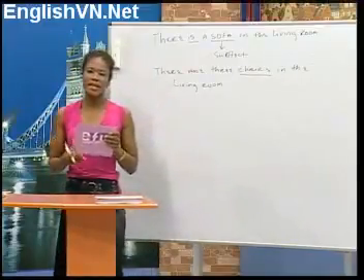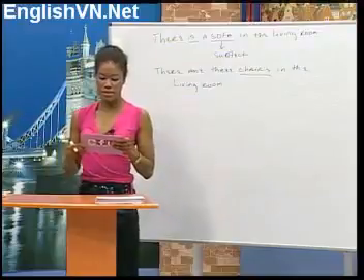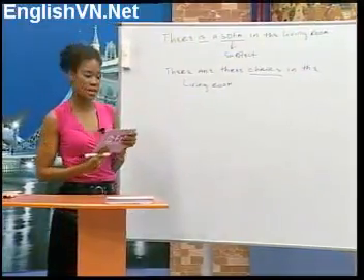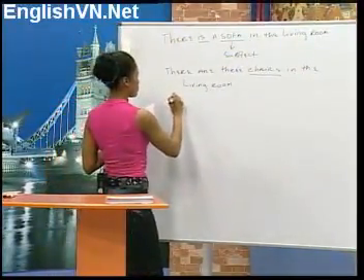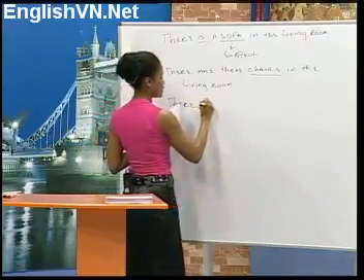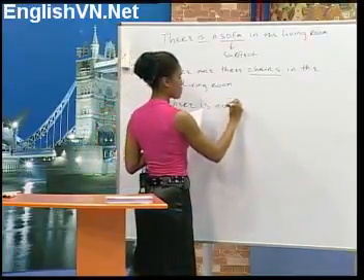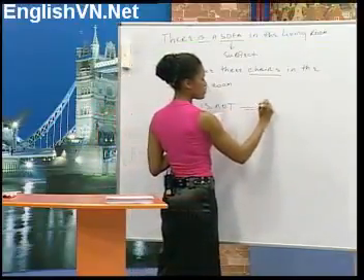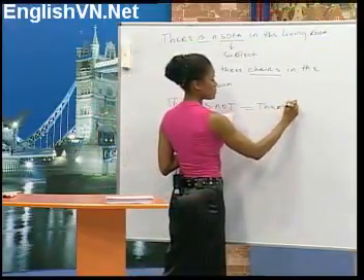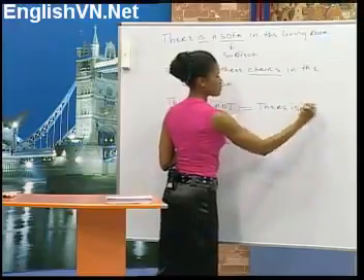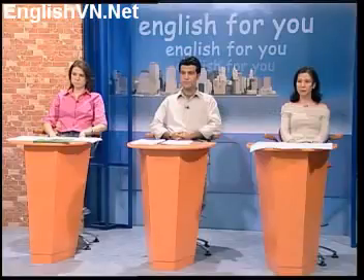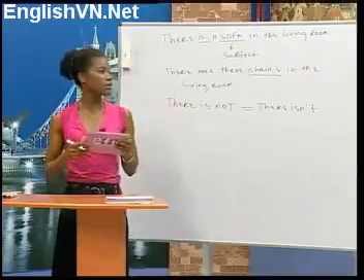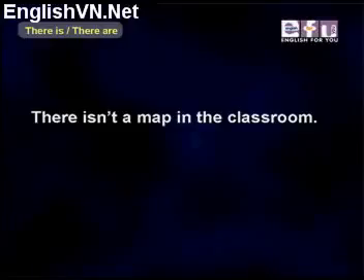All right, now the negative of there is: there is not. Okay? There is not. Okay, or, of course, short form, there isn't. Now look at your screen for an example. There isn't a map in the classroom.